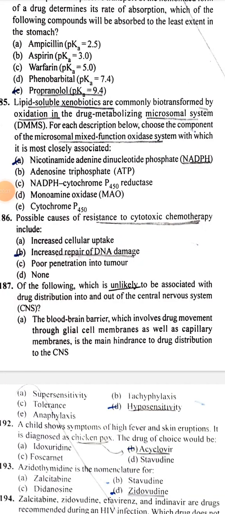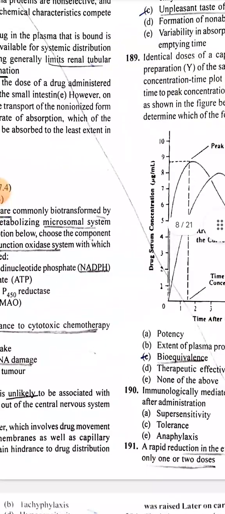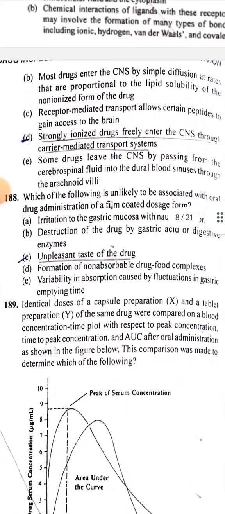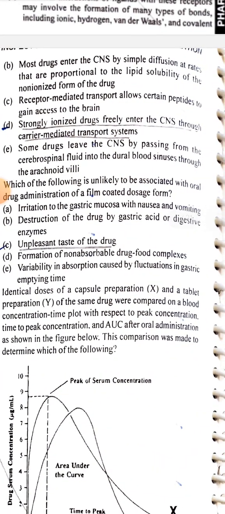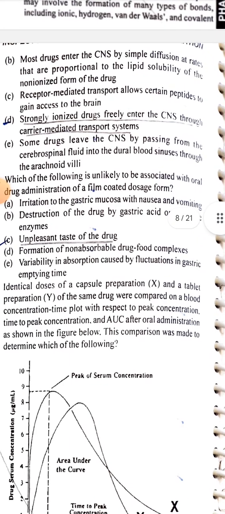Possible causes of resistance to cytotoxic chemotherapy include increased repair of DNA damage. Of the following, which is unlikely to be associated with drug distribution into and out of the central nervous system? Strongly ionized drug freely enters the CNS through carrier-mediated transport system.